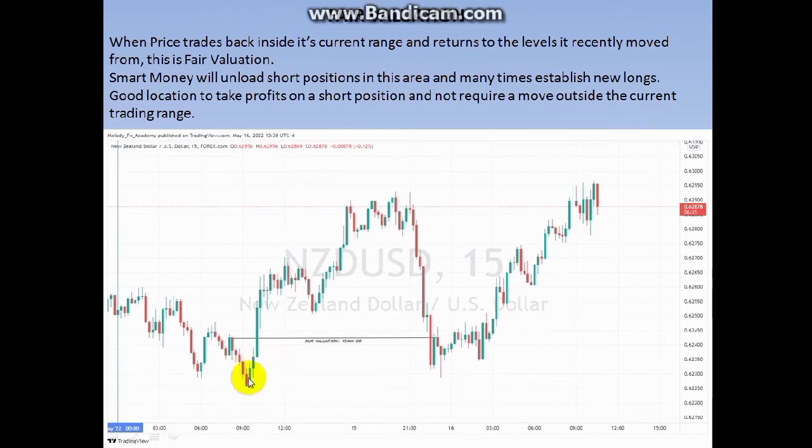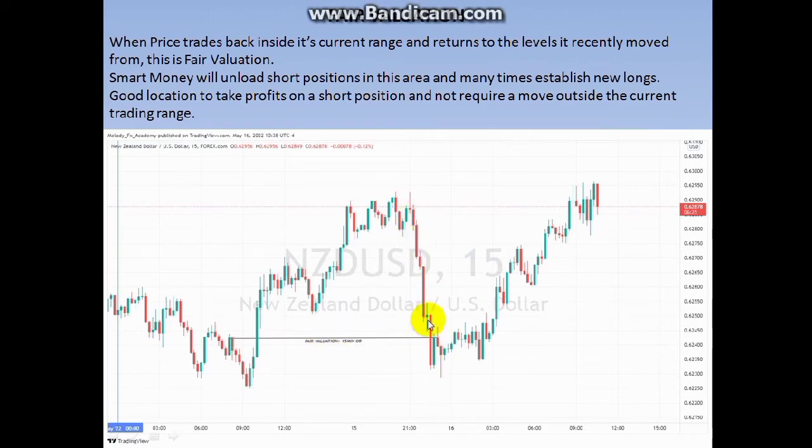Now the process of price trading back into this range is known as fair valuation. Probably if we join our fib, this will be our midpoint right here. Price is going to seek liquidity, those that are willing to sell at a very cheap price, which is below this old low, and at the same time trades into this other block. This is known as fair valuation.